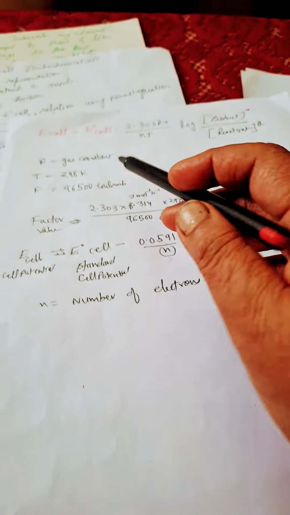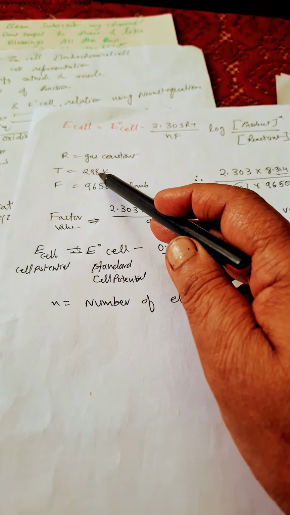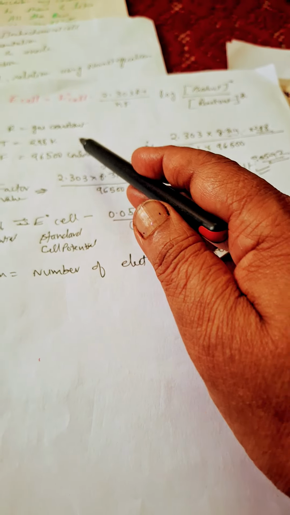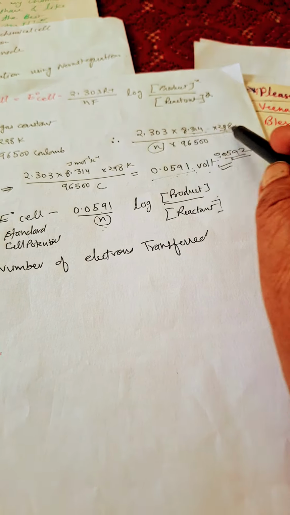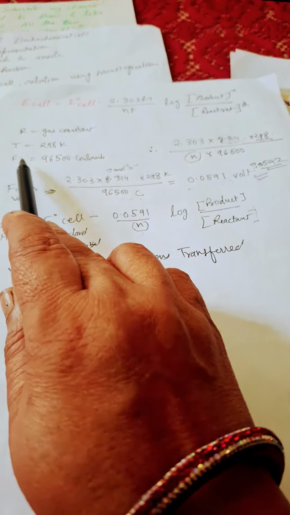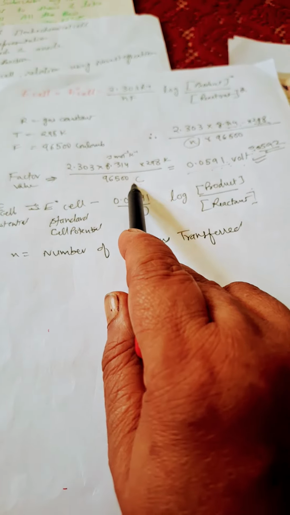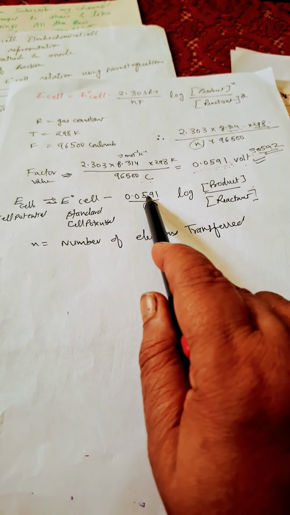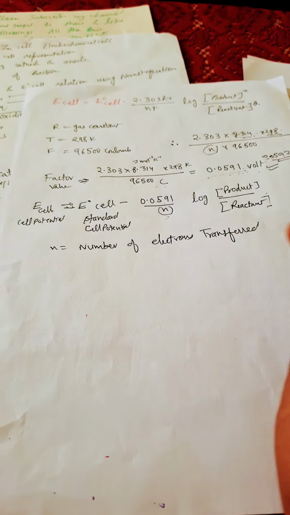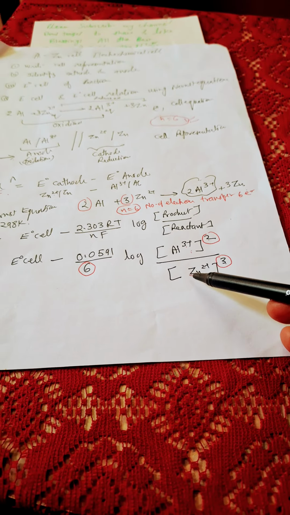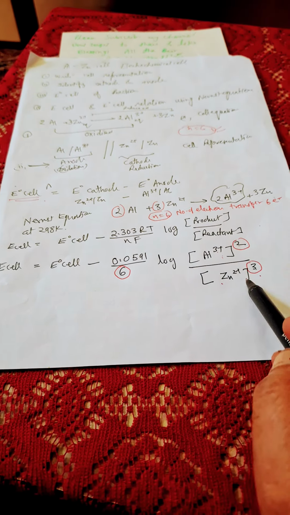Here I will let you know: R is the gas constant, T is 298 Kelvin temperature, F is equal to 96500 coulomb. When we solve it, this factor is fixed, and 96500 coulomb is the Faraday. 1 Faraday is equal to 96500 coulomb. The value is 0.0591. This value will be put over here and will remain as such. And now the product here is squared and the reactant is cubed; the coefficient goes to the power.